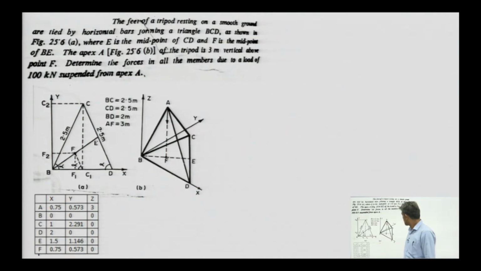So, let us solve this problem. In this case, a tripod is given to us, and the tripod legs are on the ground at points B, C and D. The positions of B, C and D have been represented in the xy plane. We have taken point B as the origin.